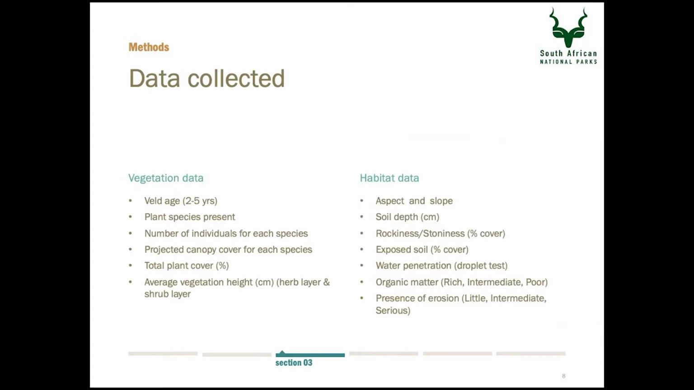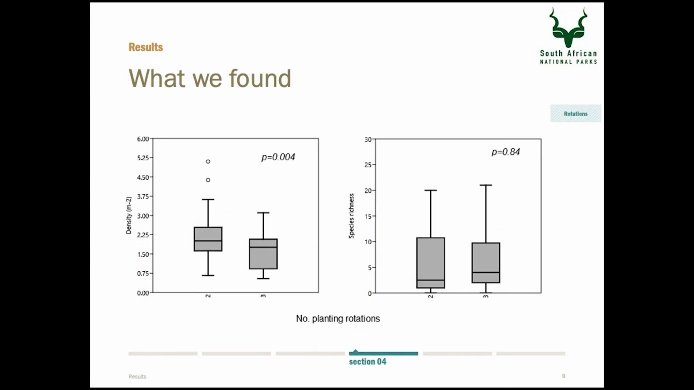Just to give you a bit of what we collected: we collected felled age, plant species, and some habitat information, because we wanted to see if there are any signs of degradation, like erosion as well as organic matter, because all of these things affect recovery. So what did we find when we actually looked at the data?